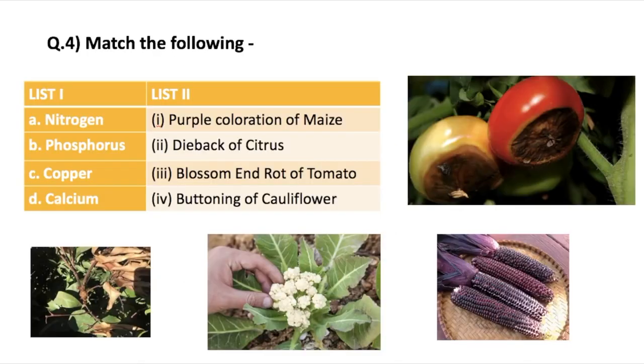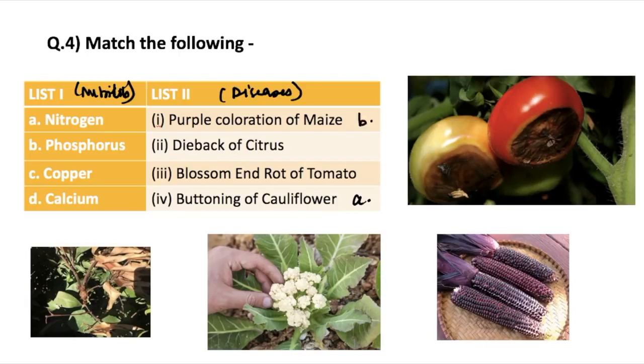Next question is match the following. So the list 1 tells about the important nutrients and the list 2 tells about the diseases which is caused by the deficiency. So these are the nutrients and these are the diseases. Now for nitrogen, among these buttoning of cauliflower is due to the deficiency of nitrogen. So A comes here.